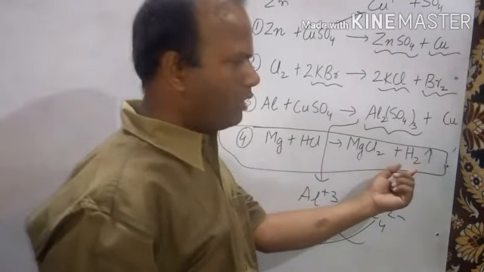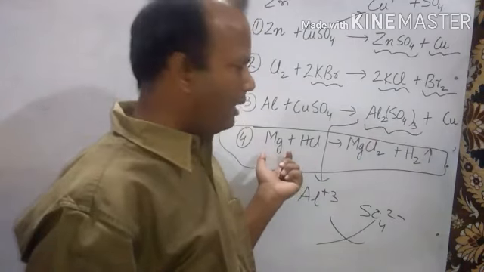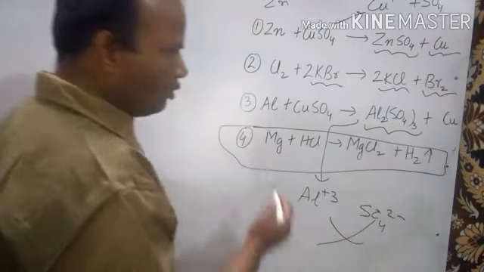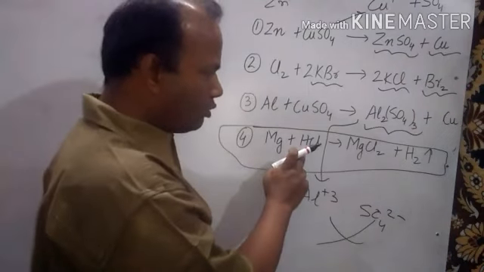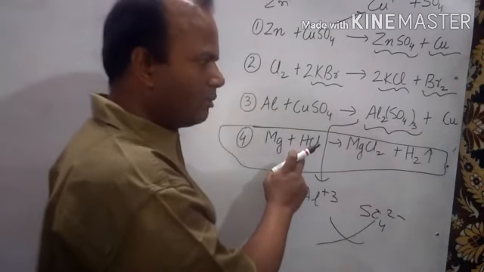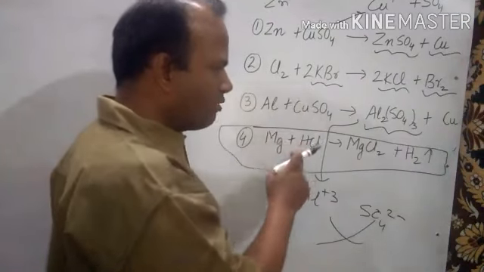Now this was the reaction I was telling you about in the formation of hydrogen gas. Magnesium, an element, plus HCl. Now what is being displaced? Hydrogen is being displaced here, my dear students, because in the activity series magnesium is above hydrogen.